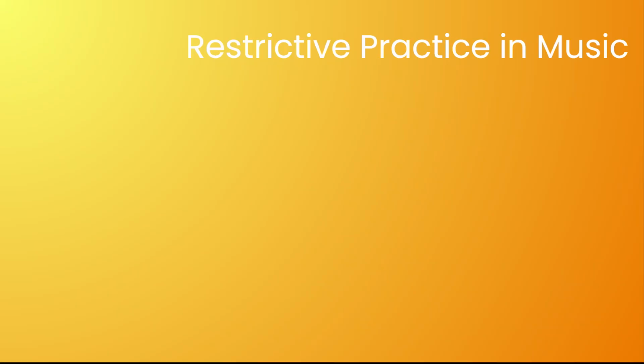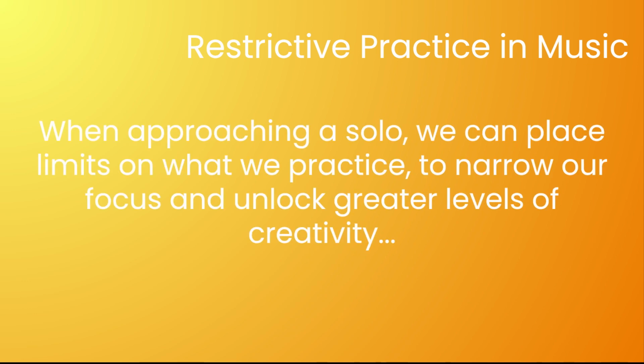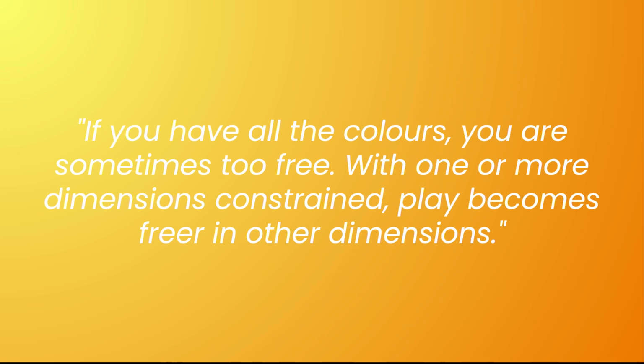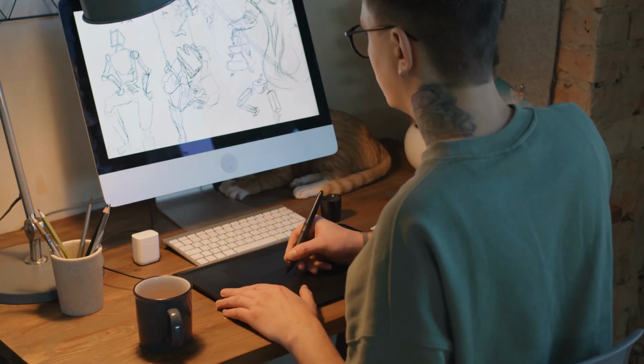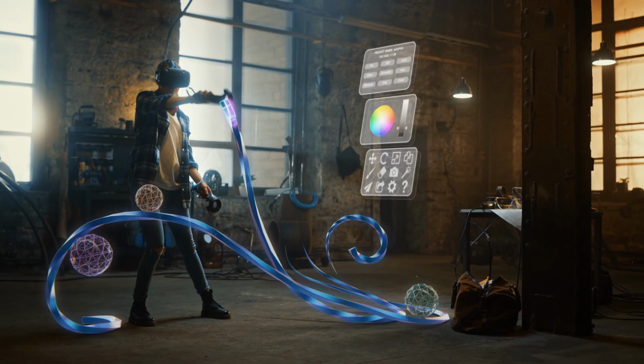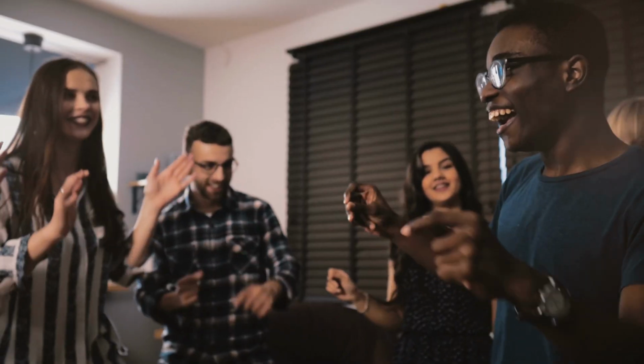So restricted practice, in terms of musical context, is where we take something like approaching a solo on a piece that we're currently learning, but we restrict the demands placed on ourselves. If we're looking to improvise on a blues or a standard, there are ways that we can limit the material in order to help us practice certain concepts. If you have all the colours available, you are sometimes almost too free. With one or more dimensions constrained, play becomes freer in other dimensions. By placing limits on ourselves, we allow our unconscious to become creative in other areas, and then it can unlock new ways of playing. It can also be a lot of fun.